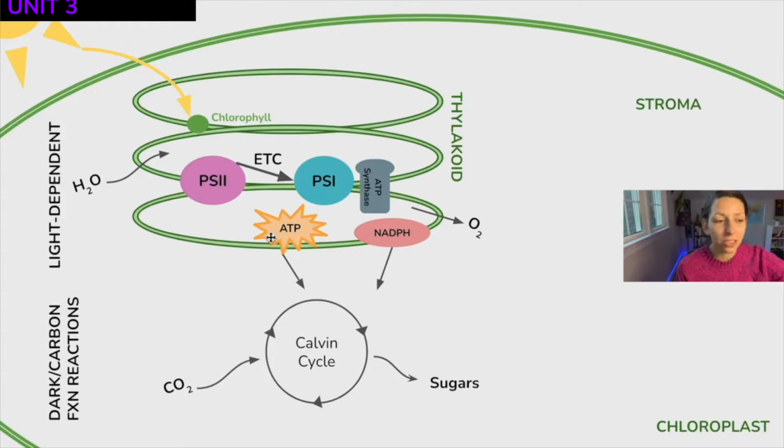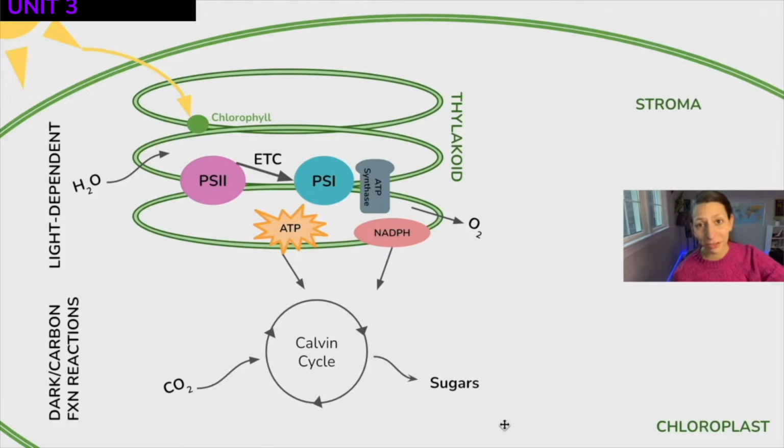But it's really important to know that at the end of the light-dependent reactions, we have ATP and NADPH to power the dark reactions, or the carbon fixation reactions, that happen outside the thylakoid in the stroma of the chloroplast. These reactions are part of a cycle called the Calvin cycle, and in the Calvin cycle, carbon dioxide enters, and eventually, with the help of ATP and NADPH, sugars are produced.